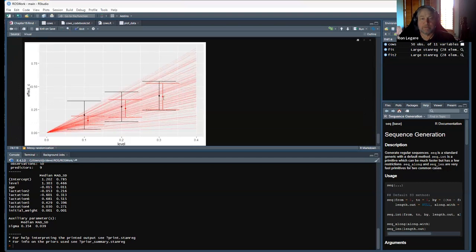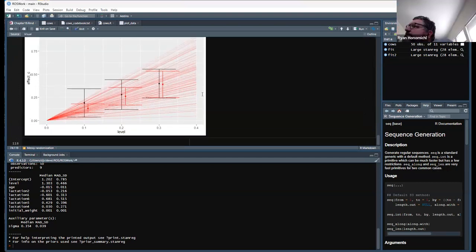Let's make some plots. So I made this crazy plot here, which needs some labels. It's pretty dope. So the black points and the black error bars are for the factor model, right? So this is the effect from 0.1 with its standard deviation, the effect from 0.2 with its standard deviation, the effect from 0.3 with its standard deviation. The red lines are just draws from the slopes, from the second model we did, right?